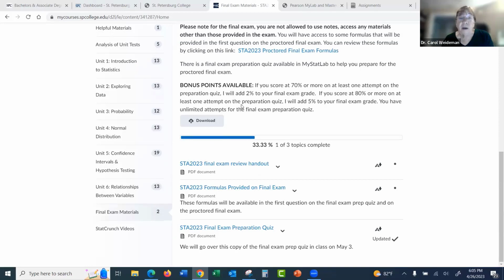In the final exam module, it explains bonus points available if you score at least 70% or more on at least one attempt on the preparation quiz. I'll add 2% to your final exam grade. If you score 80% or more, I'll add 5%. So that's like 2 extra credits going to your final exam grade. One based on the prep quiz and one based on getting that Honorlock sample test done early.